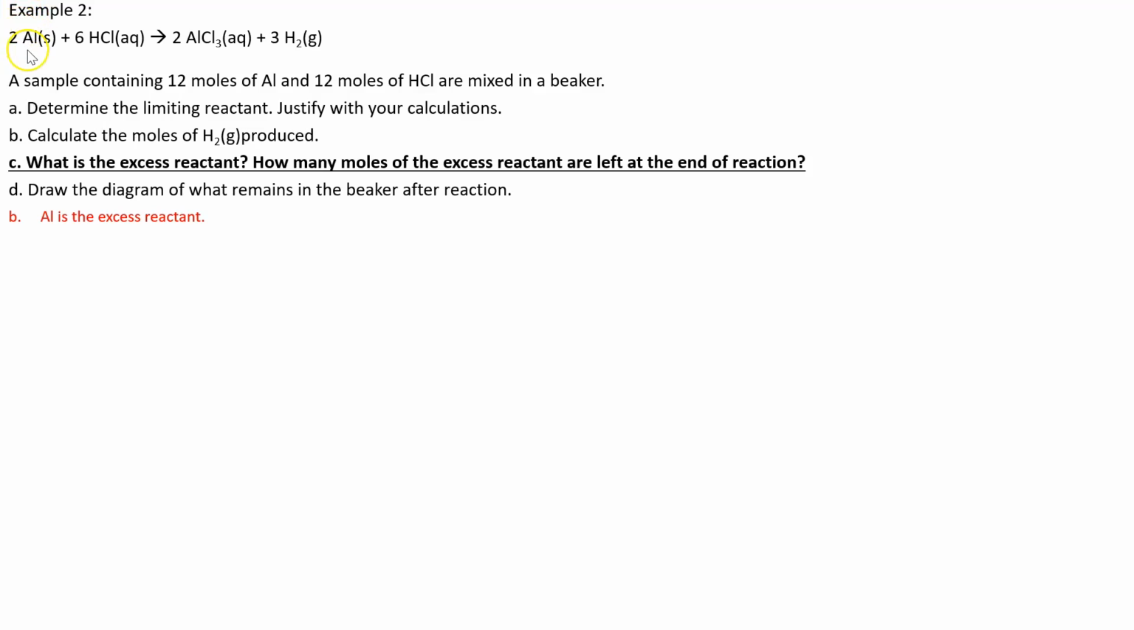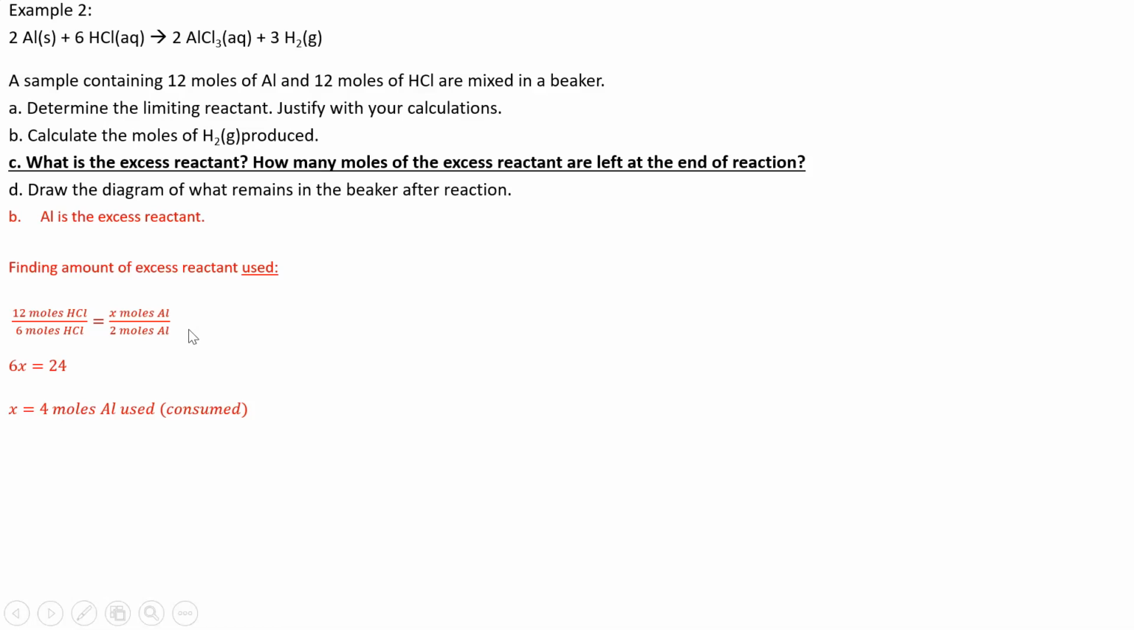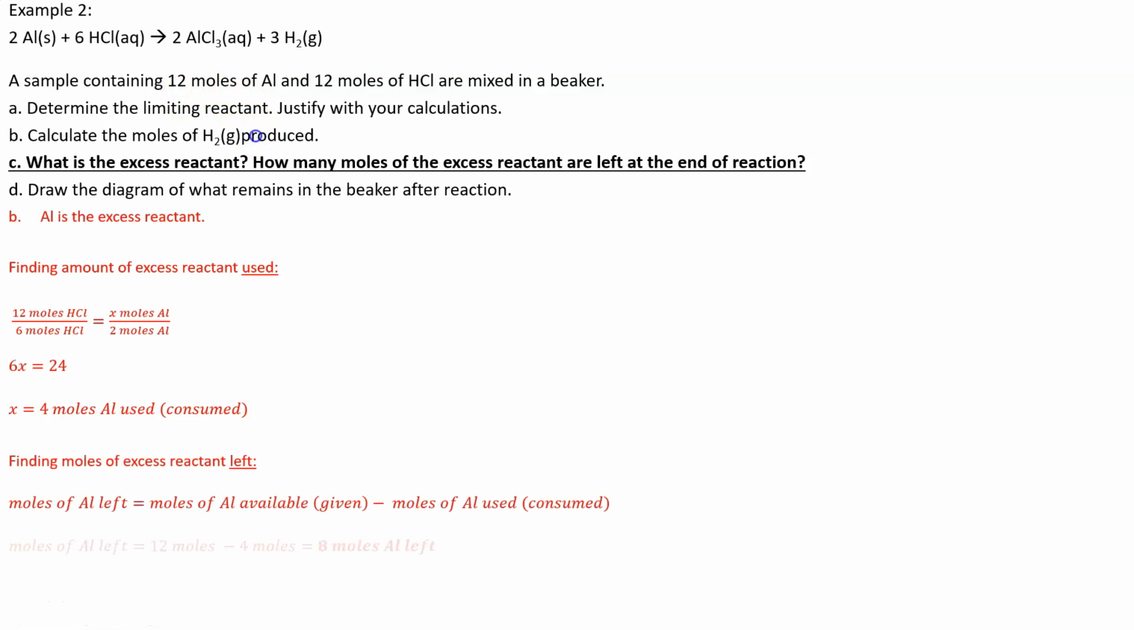So we'll do X over 2. 12 moles of HCl over 6 moles of HCl equals X moles of aluminum over 2 moles of aluminum. Cross multiply, divide by 6, and you get 4 moles of aluminum being used or consumed by that hydrochloric acid. To find how much is left, we need to subtract the 4 moles that were used from the 12 moles that were available at the beginning. And what we end up with is 12 moles minus 4 moles gives us 8 moles of aluminum left over.